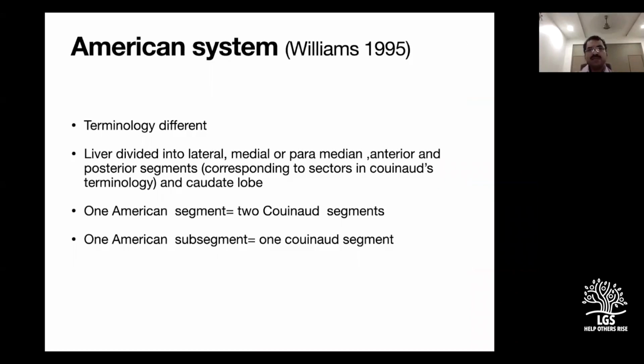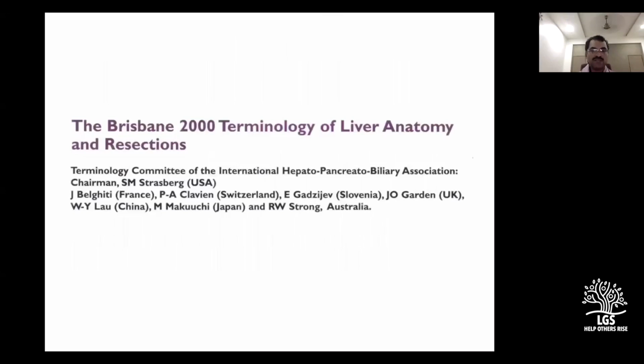So the American system, popularized by Williams, is slightly different from the Couinaud system, because in the Couinaud system, segment is the last portion. So one American segment is equal to 2 Couinaud segments, and one American subsegment is equal to 2 Couinaud segments. So we use Couinaud terminology mostly.